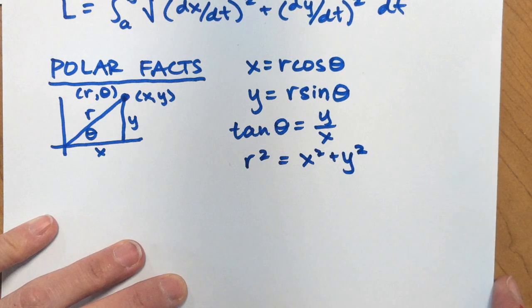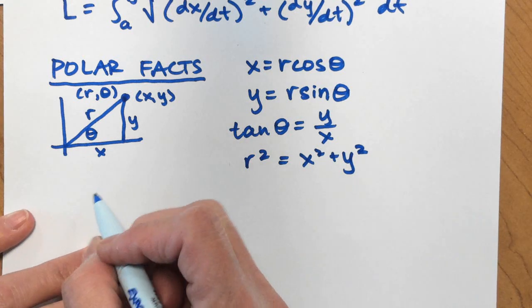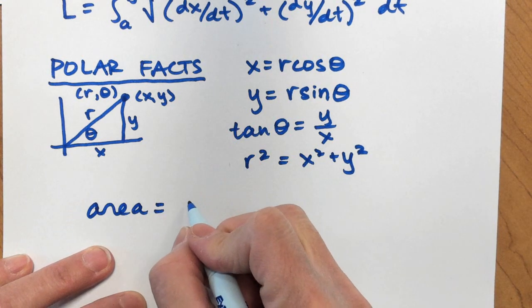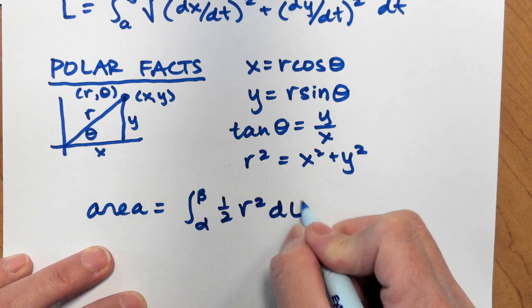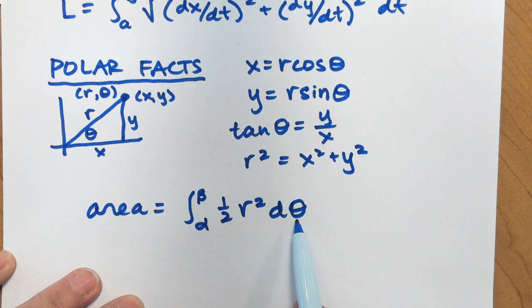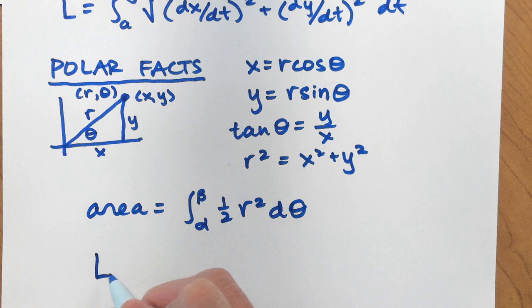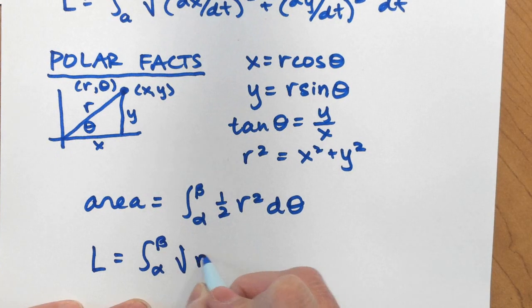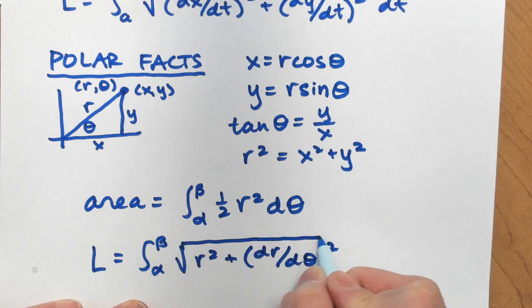Okay, those are all facts you knew from pre-calculus, and this year we've also taught you polar area. Polar area is the integral from alpha to beta of 1/2 r squared d theta. So you can see that the variable of integration here is theta, so you would write your r value as some function of theta. And then we just taught you polar arc length, so that's going to be the integral from alpha to beta of the square root of r squared plus dr d theta squared d theta.